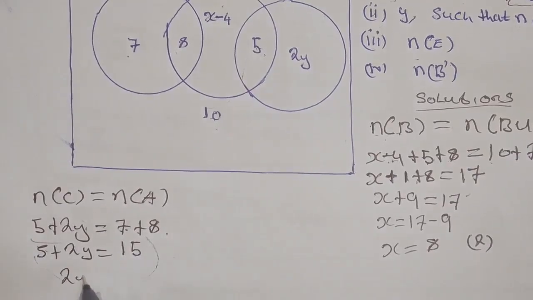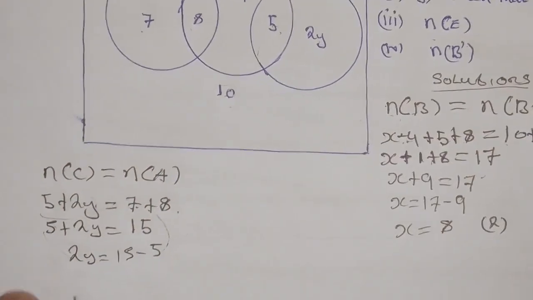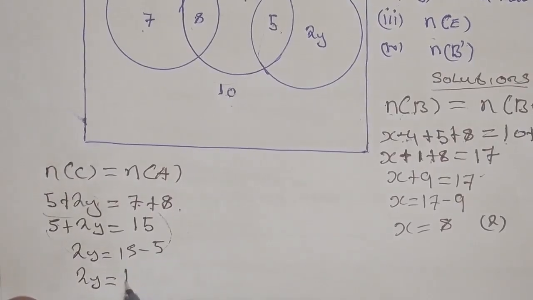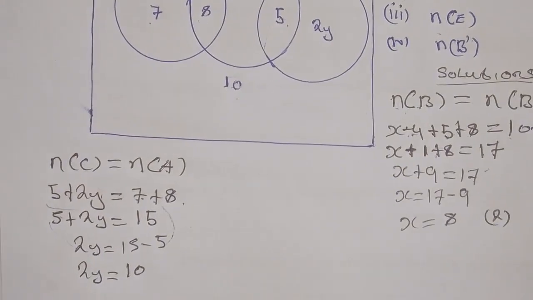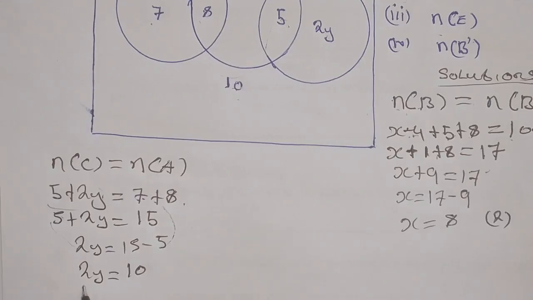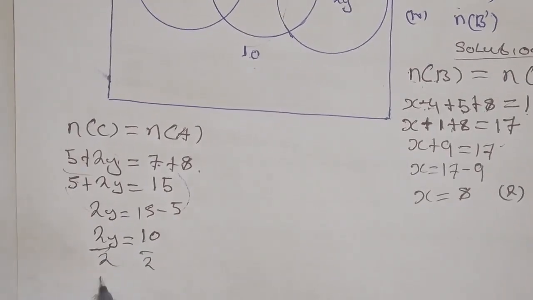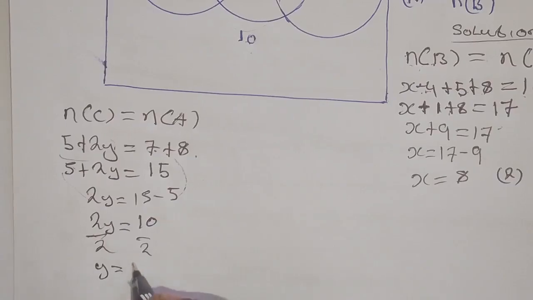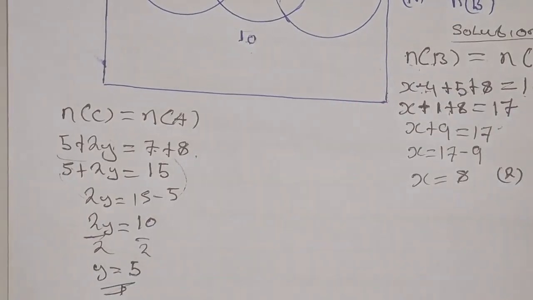So 2y is equal to 15 minus 5, it will give you 10. Then we make y the subject of the formula by dividing both sides by the coefficient of y, which is 2. So y is equal to 10 divided by 2. So this will give us 5. So the value for y is 5.